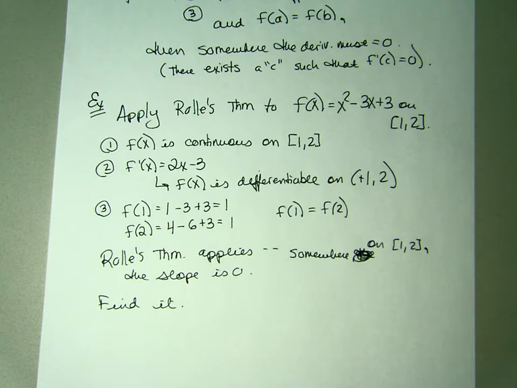And I focused way more on the mean value theorem stuff than on the Rolle's theorem because really it's just a special case. Honestly, you could do all the Rolle's theorem problems with just the mean value theorem. The slope you'll calculate is 0.